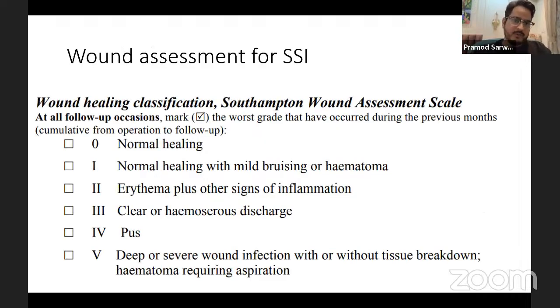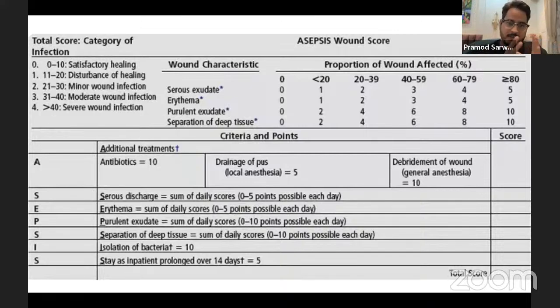After surgery, in the post-op ward, you should continue your wound assessment to see whether the surgical wound is healing normally, or has some sign of inflammation, or is getting infected. This is the more complex ASEPSIS wound score. It takes into account the wound characteristics and how much proportion of the wound is infected. ASEPSIS stands as a mnemonic for: Additional treatment required for that wound, like addition of antibiotics, additional drainage done by the surgeon, debridement of the wound required; Serous discharge; E stands for erythema; Purulent exudate; Separation of the deep tissue; Isolation of bacteria from the skin swab; and due to improper wound healing, the patient's stay is prolonged more than 14 days.